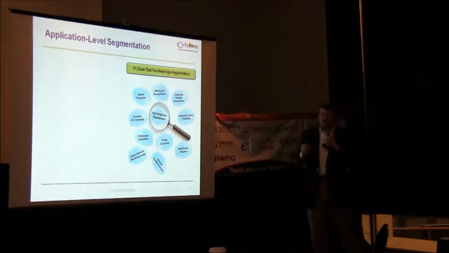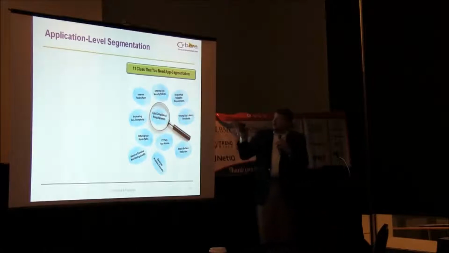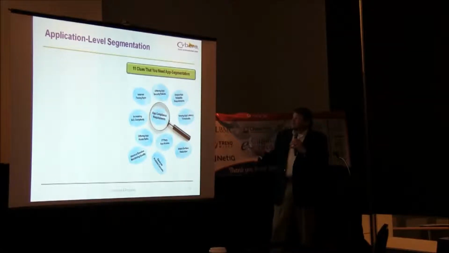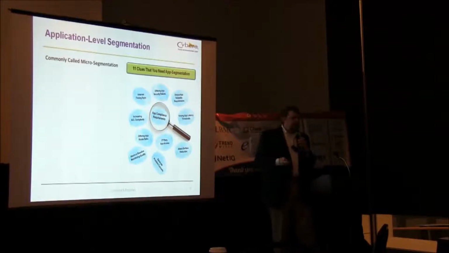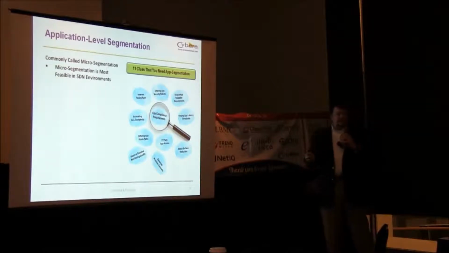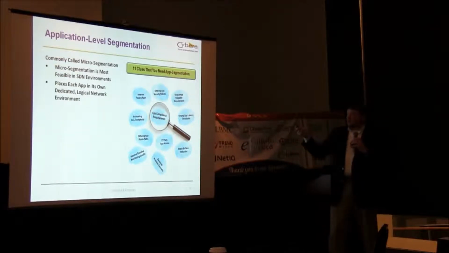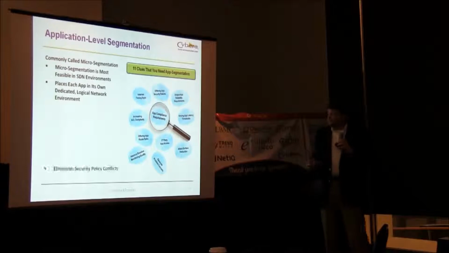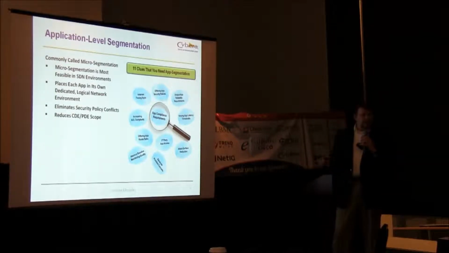So, how do you get to the point of how granular do I want to do this? When you look at microsegmentation or application level segmentation, it's also called microsegmentation commonly, and that is most efficient and most feasible in SDN environments. That's the benefit of software-defined networks. And it places each app into its own dedicated logical network environment. It eliminates security policy conflicts. It reduces the CDE and PDE, patient data environment scope.